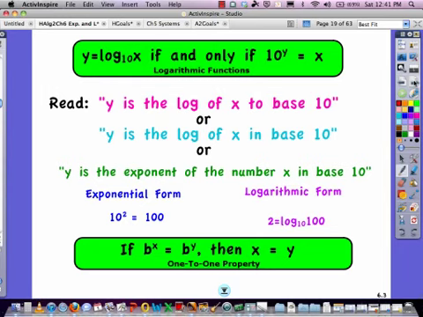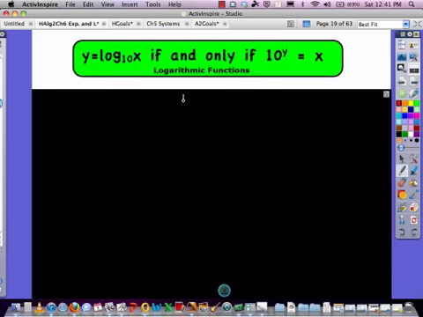So if we do x equals 10 to the y, compare that. That's our inverse equation. Compare that to this statement: y equals the log of the number x in base 10 if and only if 10 to the y equals x. Well, there's our equation, 10 to the y equals x. So we're saying that these mathematicians have come up with this logarithmic function.